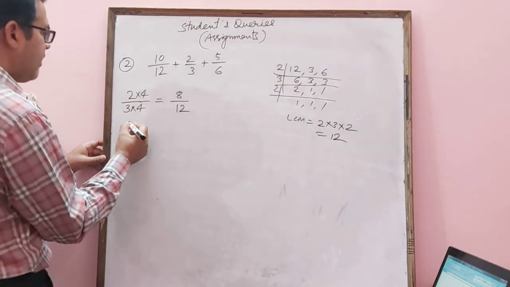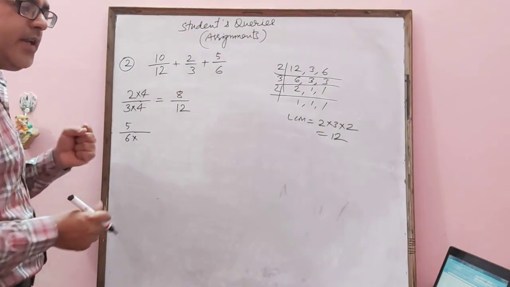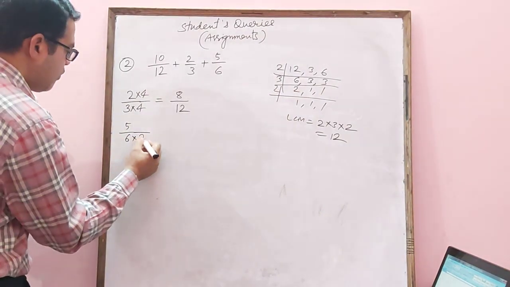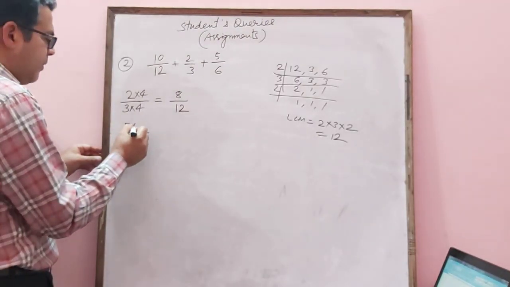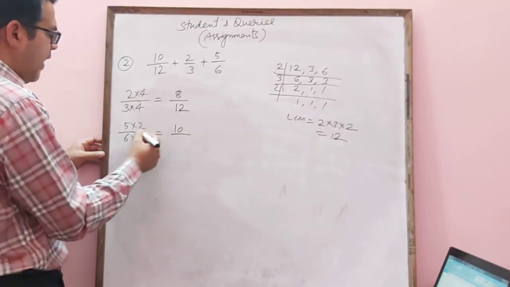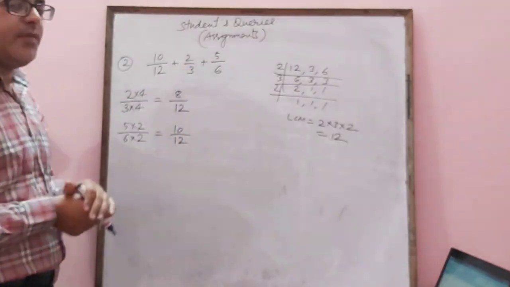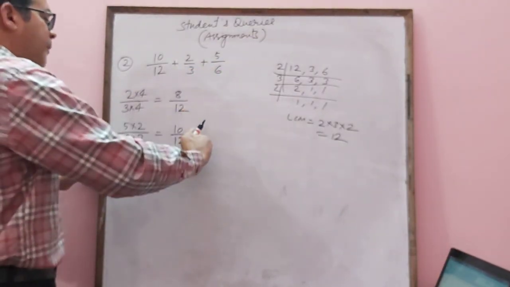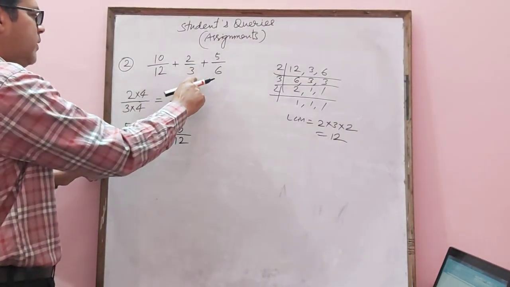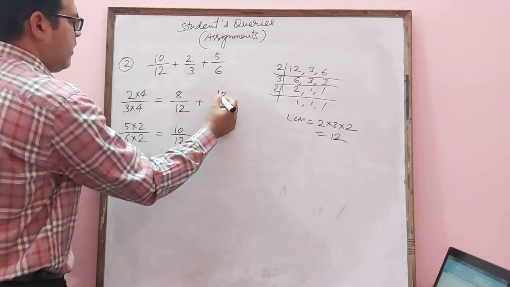Right? Now the next fraction is 5 by 6. We have to make this 6 into 12. Where does 12 come in the table of 6? 6 2s are 12. So we need to multiply it by 2. Since we are multiplying the downside, we have to multiply the upper side also. So 5 2s are 10 upon 12. It means we can write 10 upon 12 instead of 5 by 6. 10 upon 12 is the equivalent fraction for 5 by 6. So instead of 2 upon 3, we can write 8 by 12, and 5 upon 6, we can write 10 by 12.